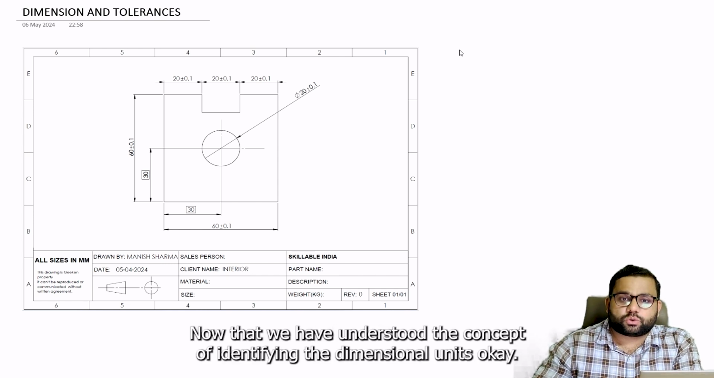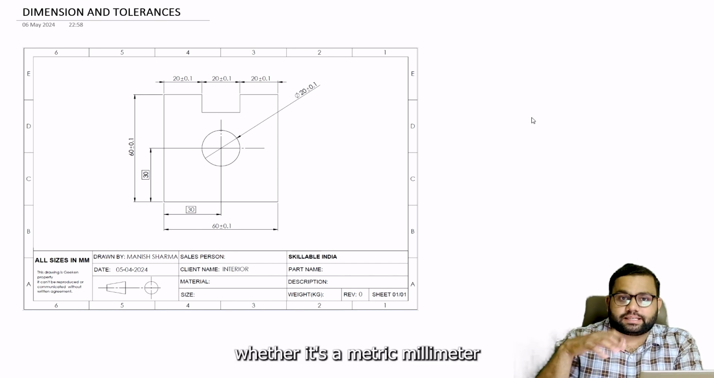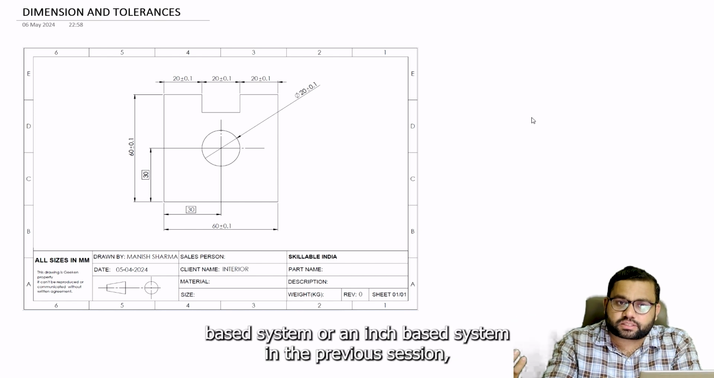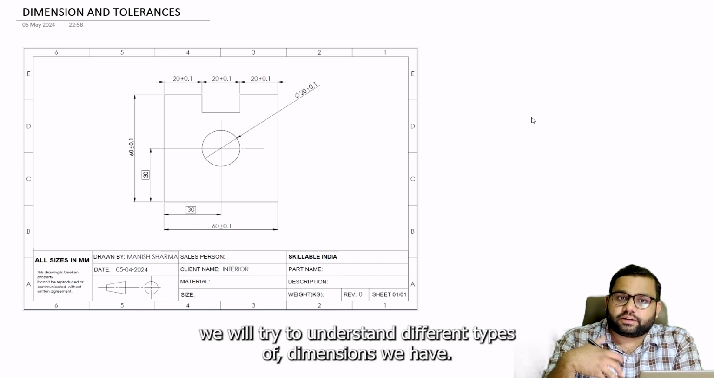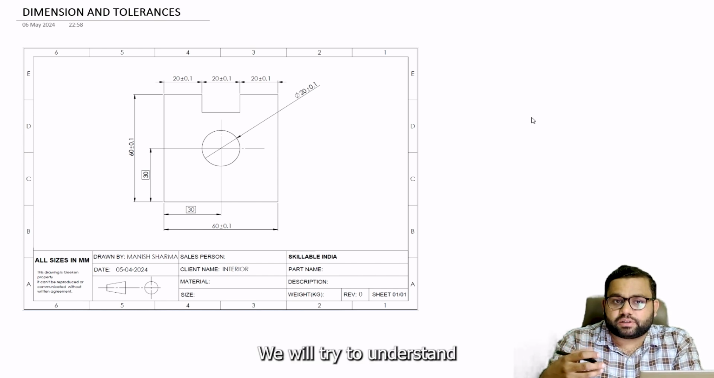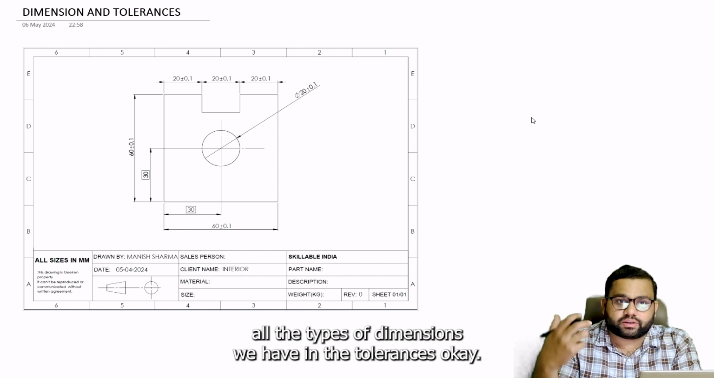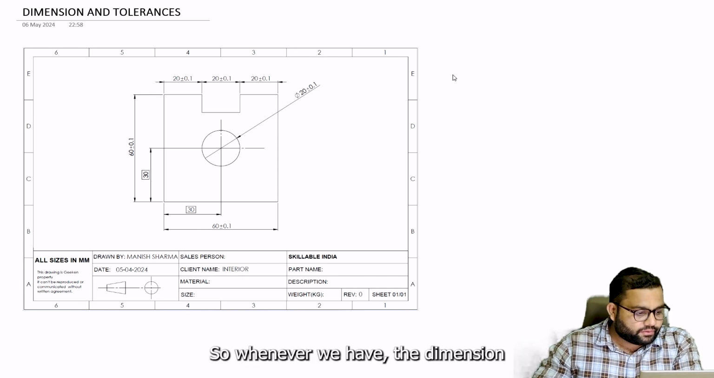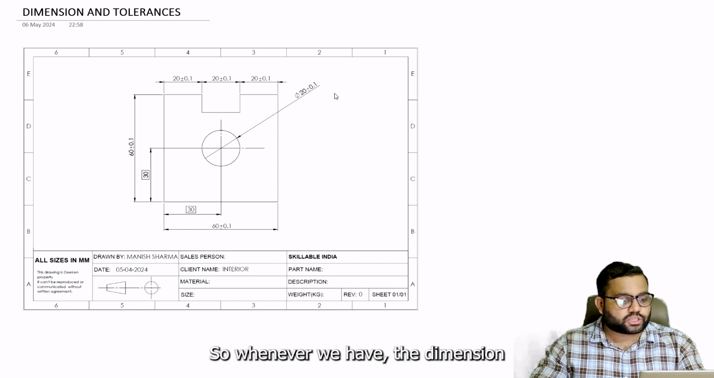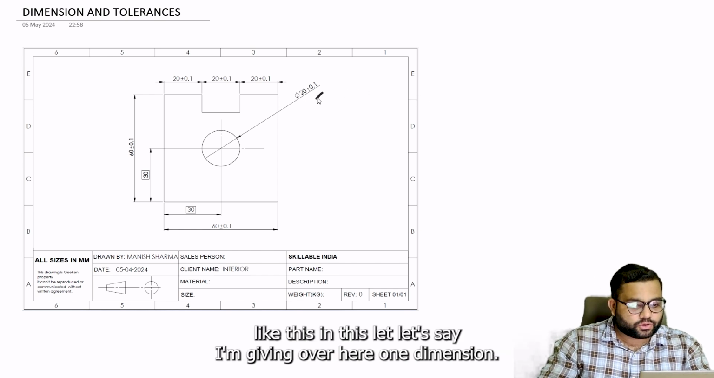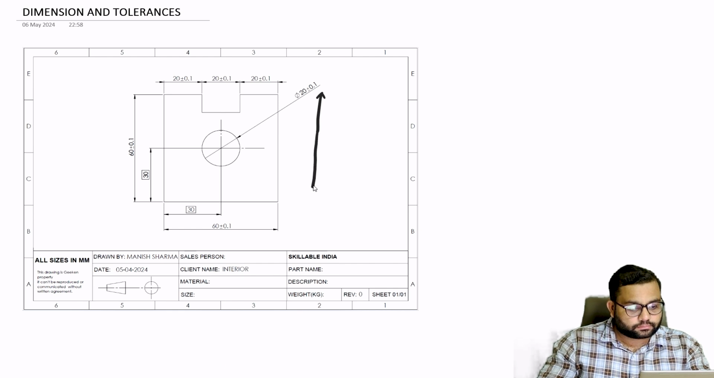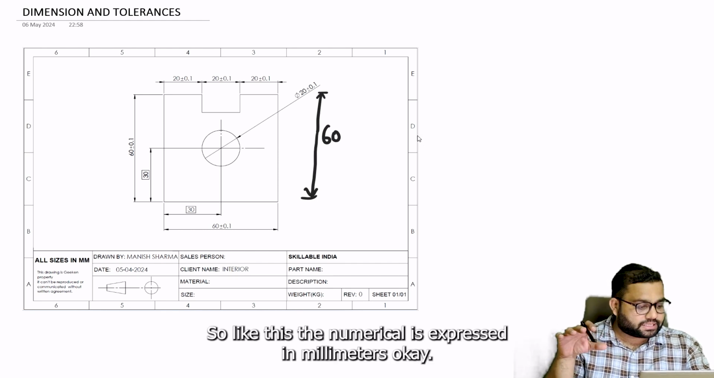Now that we have understood the concept of identifying the dimensional units, whether it's a metric, millimeter based system or an inch based system, in the previous session, we will try to understand the different types of dimensions we have, and the tolerances. Whenever we have a dimension like this, let's say I'm giving one dimension here, which is 60 mm. The numerical is expressed in millimeters.